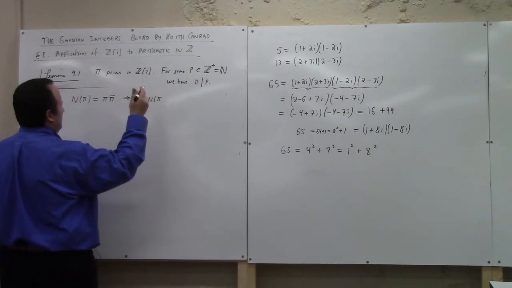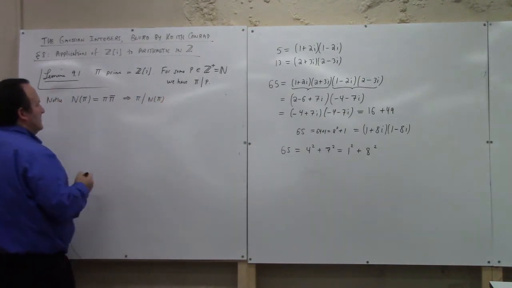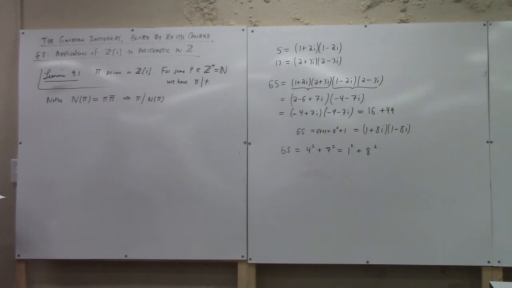Is that right? So he says it's always the case that pi divides some positive integer, namely its norm. And since the norm of pi is greater than 1, how do we know that?